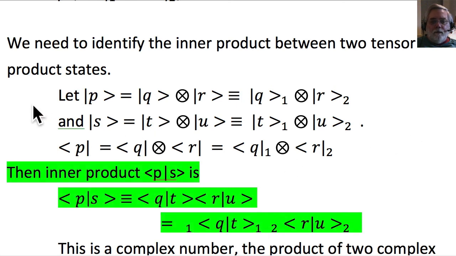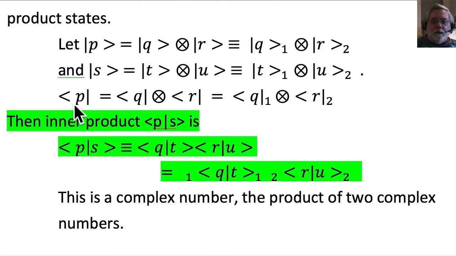So for the system, let ket P represent the state ket Q for particle 1, tensor product ket R for particle 2, and ket S be ket T for particle 1, tensor product ket U for particle 2. And obviously the bra form for P is bra Q tensor product bra R. No problem there. Now, the inner product of bra P with ket S is defined to be the inner product of bra Q with ket T for particle 1 times the inner product of bra R with ket U for particle 2. That is the definition of the inner product.